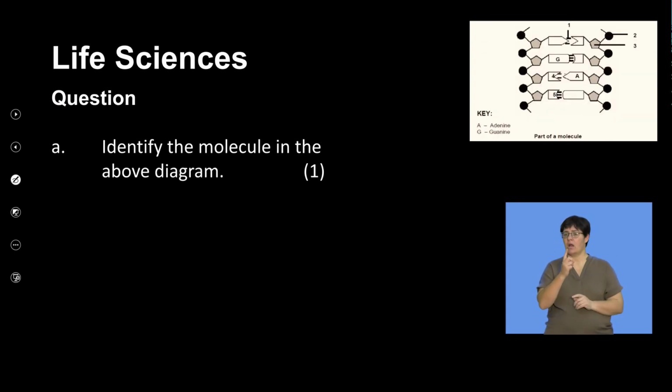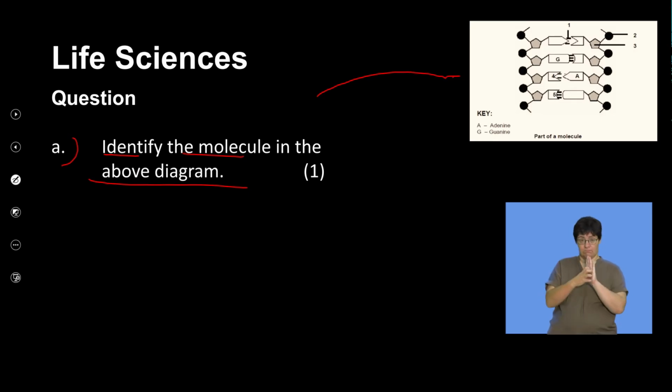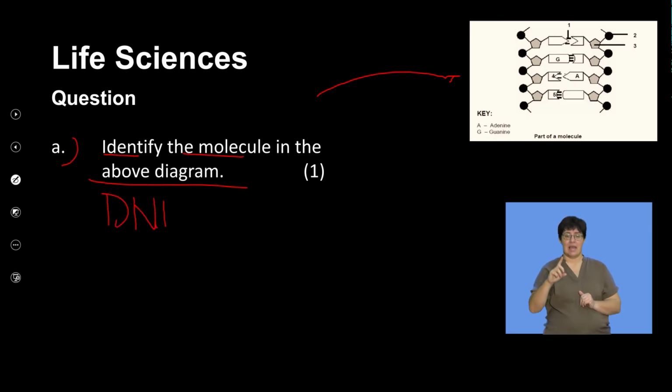So the first question, A, identify the molecule in the diagram above. And so when I look at that molecule there, remember it's referring to the type of nucleic acid, and so that is DNA. And simply I can say that because I can see that it is a double-stranded structure.